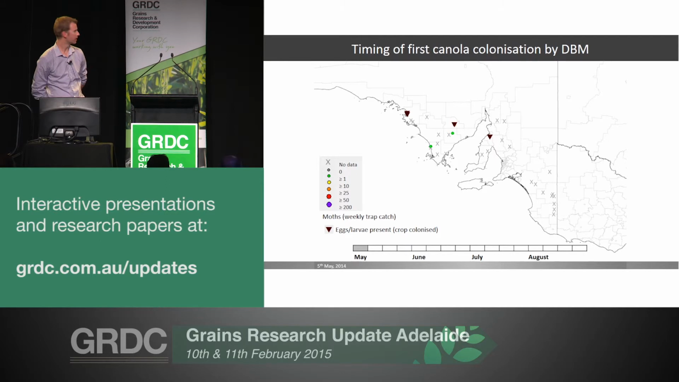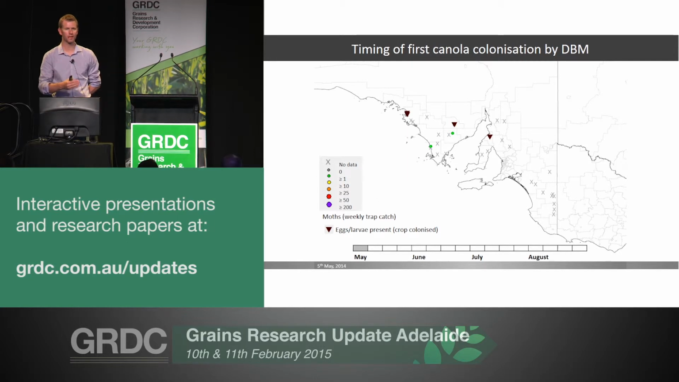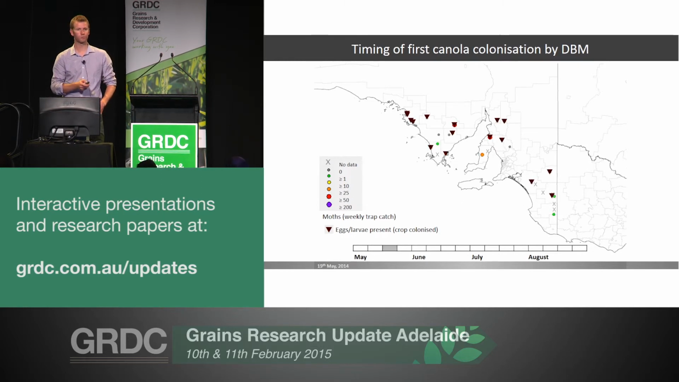And if we go through week by week, the coloured circles highlight the weekly pheromone trap catch in each canola crop. So that's the number of moths caught in the trap. And the black triangles illustrate that the crop is being colonised by eggs or larvae. In other words, reproduction is occurring. So at the beginning of May, heading into the middle of May, quite a lot of canola crops were already being colonised by diamondback moth.